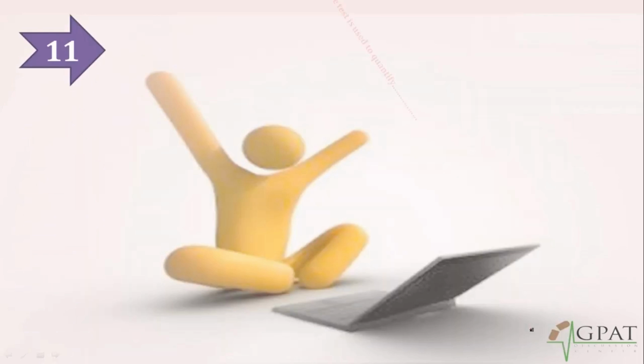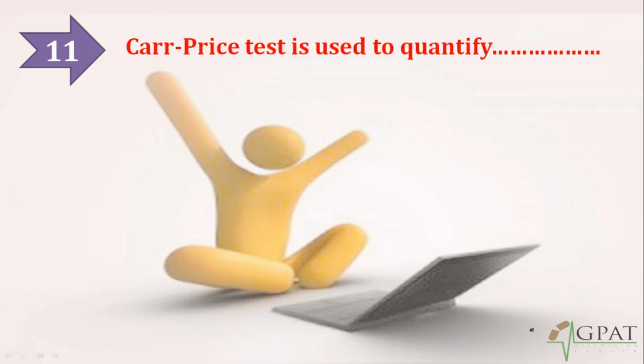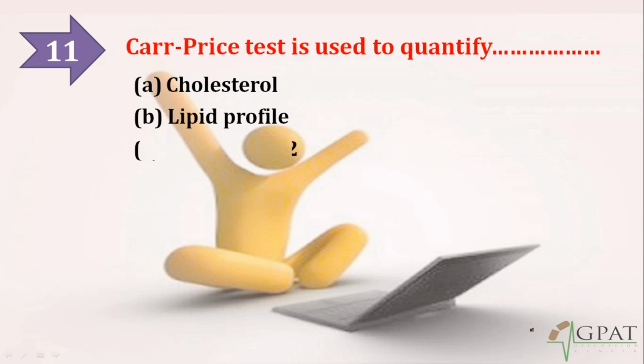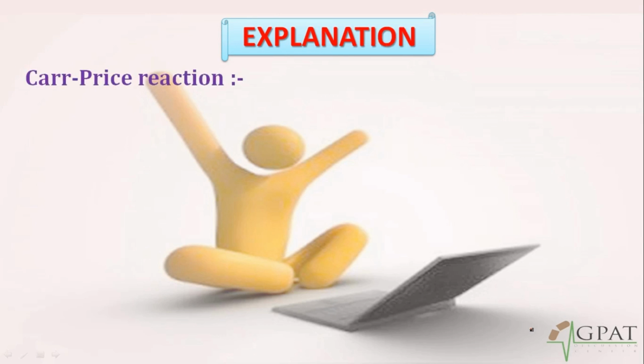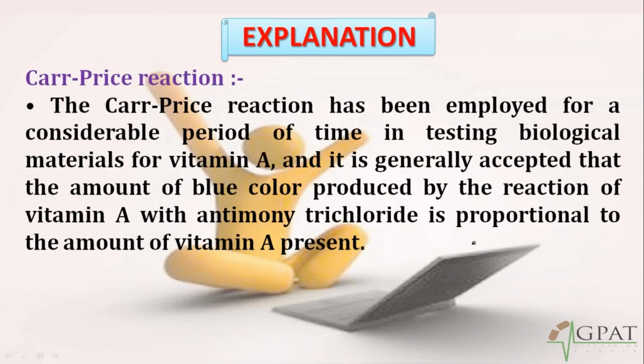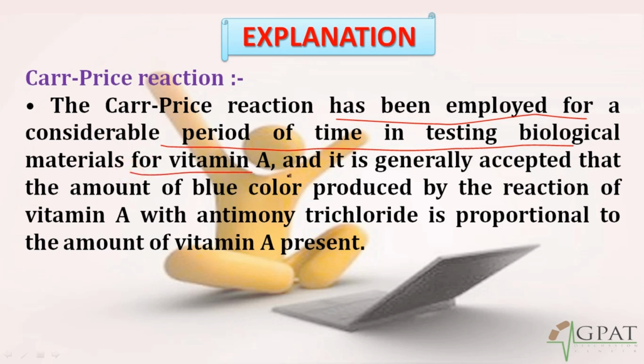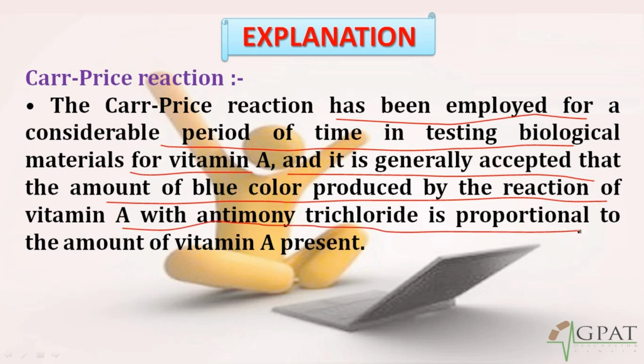Next question, question number 11. Carr-Price test is used to quantify, and the options are cholesterol, lipid profile, vitamin B12 or vitamin A, and the right option is vitamin A. So what is the Carr-Price test? Carr-Price reaction has been employed for a considerable period of time in testing biological materials for vitamin A, and it is generally accepted that the amount of blue color produced by the reaction of vitamin A with antimony trichloride is proportional to the amount of vitamin A present.